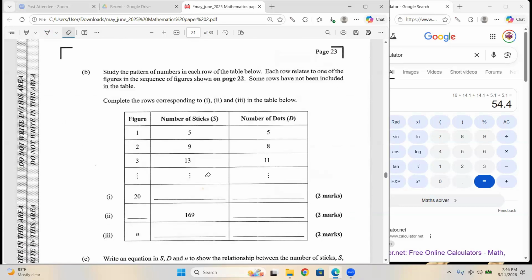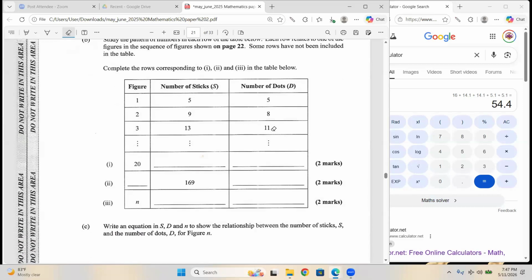So part B says, study the pattern of numbers in each row of the table below. Each row relates to one of the figures in the sequence of figures shown on page 22. Some rows have not been included in the table. Complete the rows corresponding to 1, 2, and 3.